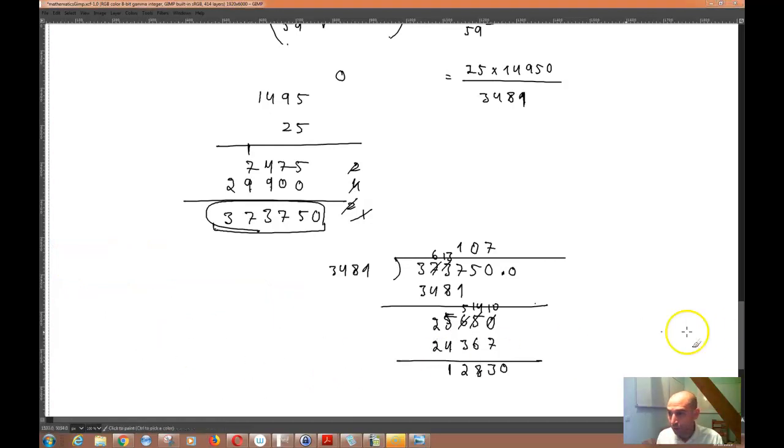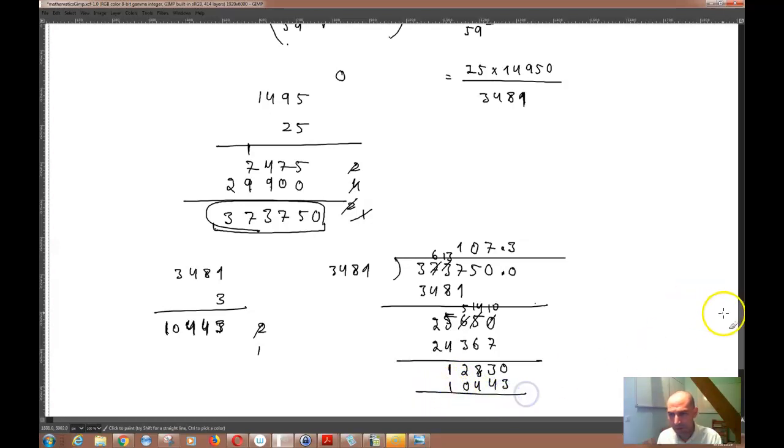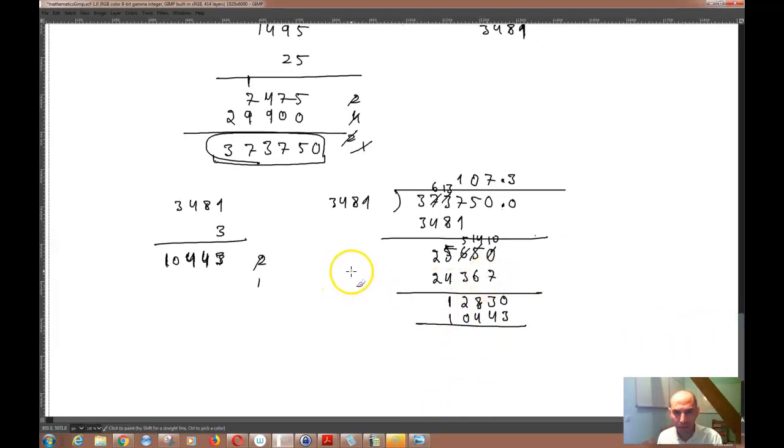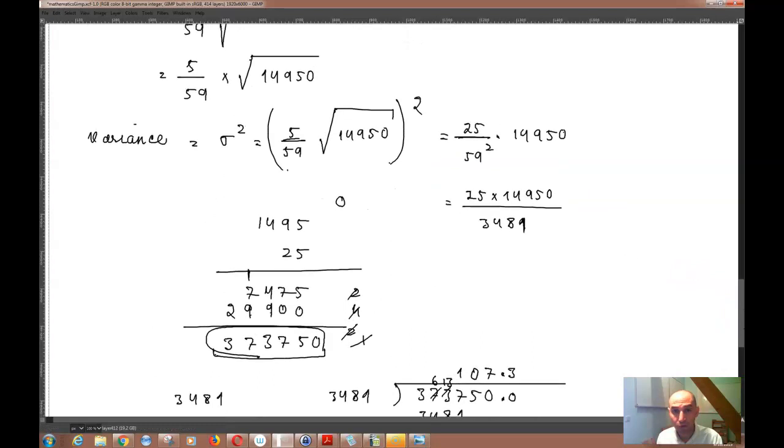And then probably that's around 3,500. So for 3 times, probably 3,481. 3 times would be 10,443. You cannot go any higher than that. So 3 times that would be 10,443. You get some remainder there, and I take it as 107.3, for example. I don't want to go any further than that.